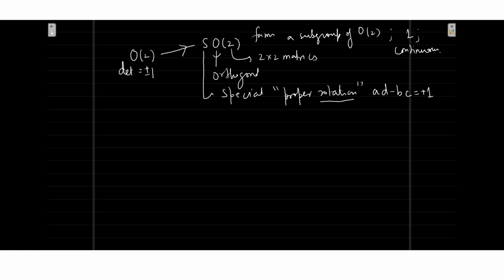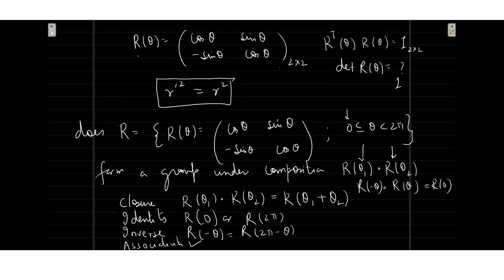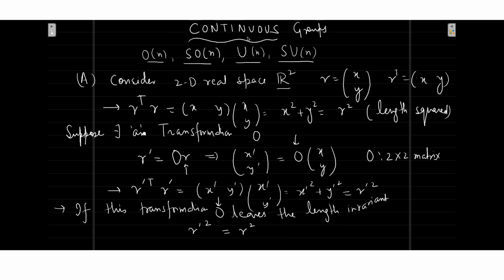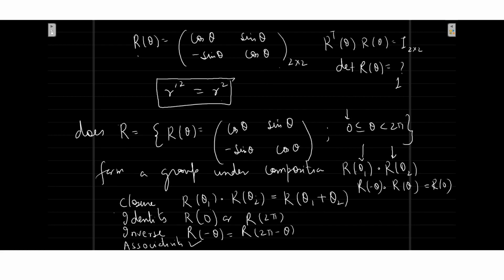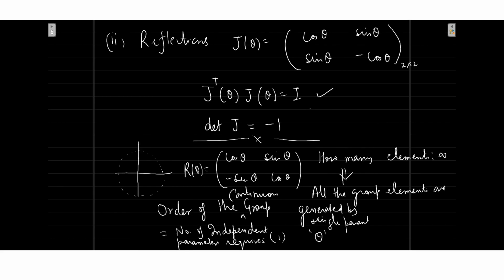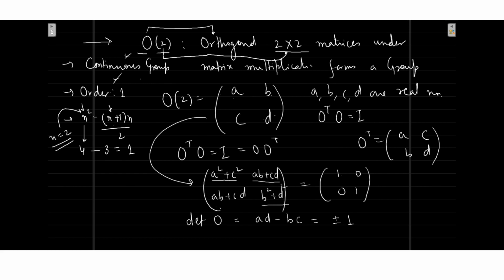So what I have done, very quickly to revisit: we came up with the idea of continuous groups. I gave you one example: let's consider the set of transformations which leaves the length invariant. There are physical cases for that, rotations and reflections, and they all form a group. The set of orthogonal 2 cross 2 matrices under matrix multiplication forms a group. It's a continuous group because the parameter can be continuously changed to generate the group elements, and it has order 1. That means you will require only one element to generate the entire group. At this point, I will stop and let you ask questions.